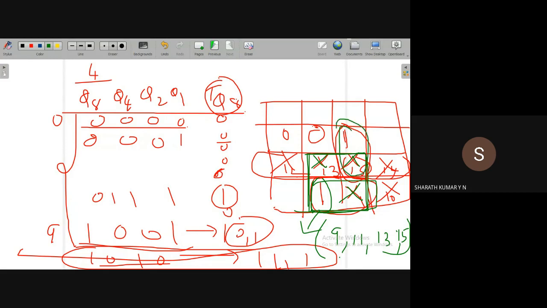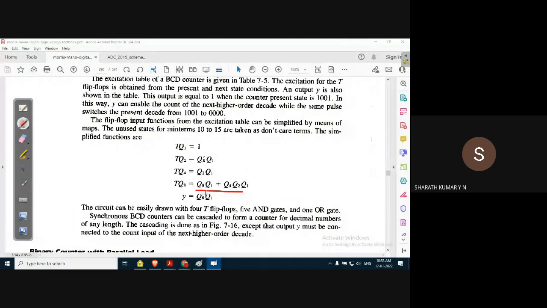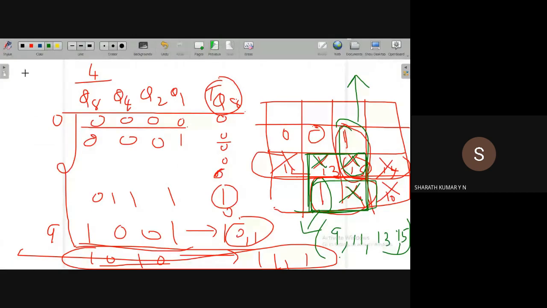Another grouping is only these two. There's another possibility for this. We'll get one more expression from this. Okay, so likewise we can simplify for TQ8. Similarly, we can simplify for TQ1 and TQ4 in the same pattern. That is, TQ4 is here. That is why we will write TQ4 here.